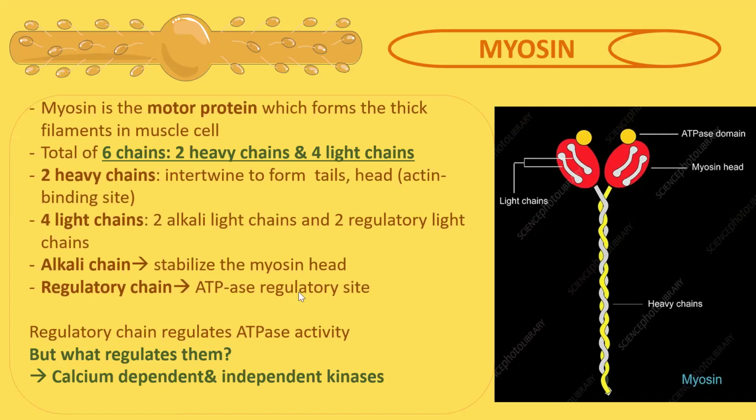So these are just structures. We're going to dive deep into the details later on, but just keep in mind that myosin is a 6-chain protein made out of 2 heavy chains, which form the tail and the head of the myosin, and 4 light chains: 2 alkali chains, which stabilize the myosin head, and 2 regulatory chains, which regulate the ATPase activity.